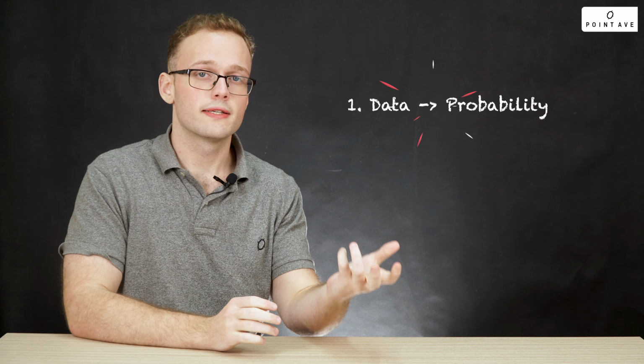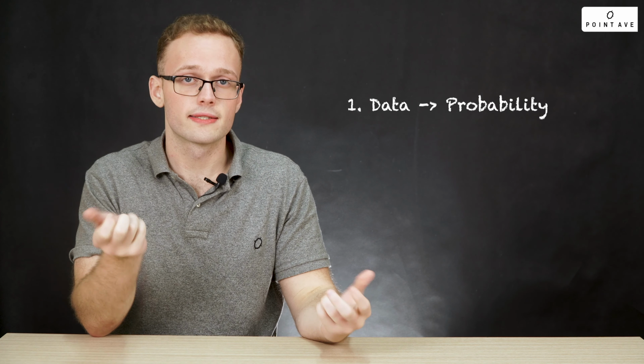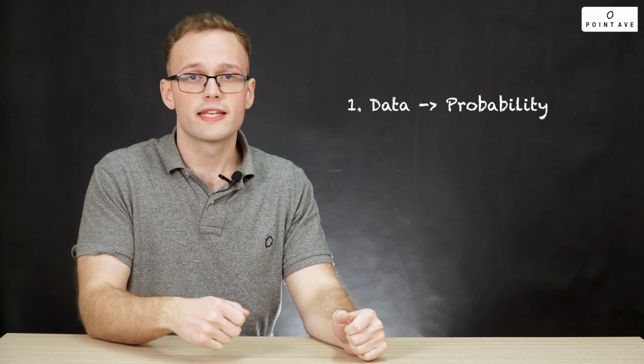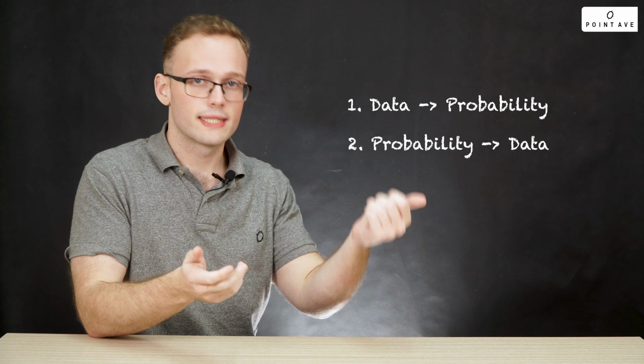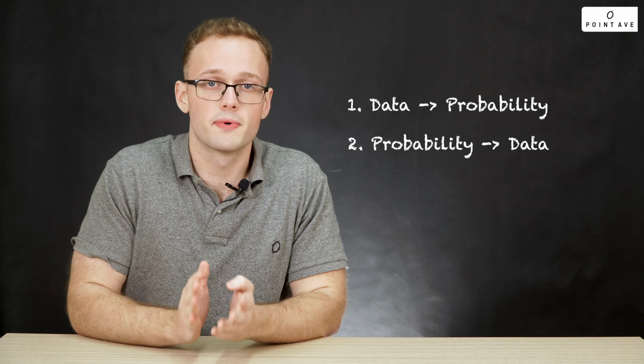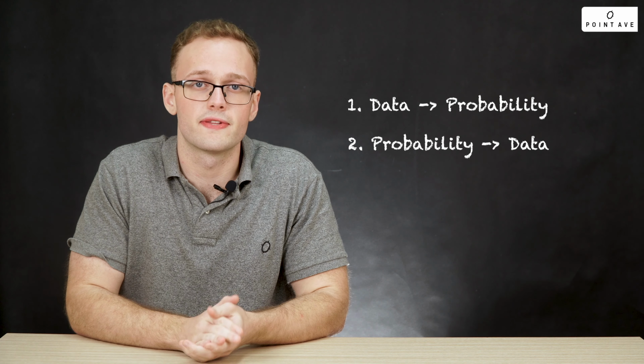There are essentially two ways we're asked to use probabilities on the SAT. The first is taking data and calculating probabilities, and the second is the opposite of that: given probabilities, predict data. The first of those two is the more common, so we're going to start with an example of that right now.